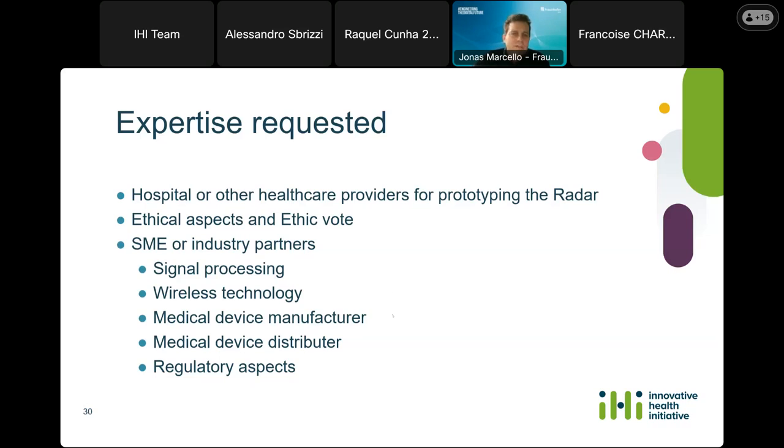We're looking for SMEs or partners who are device manufacturers for medical devices or medical device distributors. And we're also very interested in regulatory aspects. So consultancies or regulatory bodies that would be interested in joining, because ultimately we would like to make a medical device out of it.